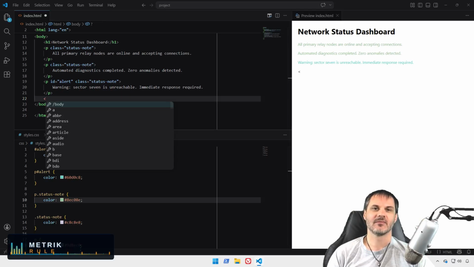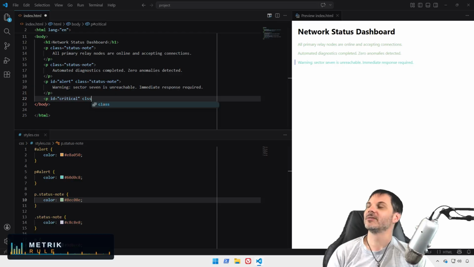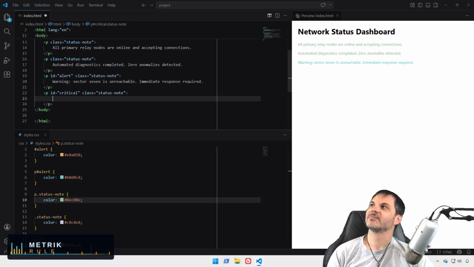Wait, so I could write a rule like p.statusNote, and that would be 0, 1, 1, 1 type and 1 class. Try it. Write that rule and give it a different color and see which paragraph it applies to and whether it overrides the bare class rule. The first 2 paragraphs turned green. The alert paragraph did not because it has a higher scoring rule. And p.statusNote is 0, 1, 1, which beats 010 from the bare class rule, even though the class rule comes before it in the style sheet.